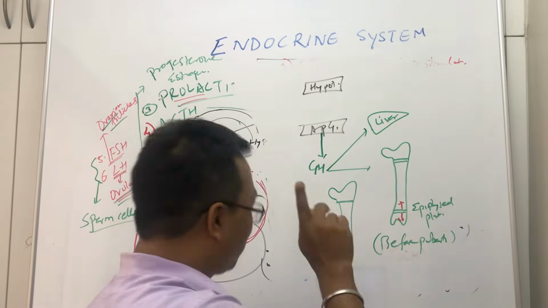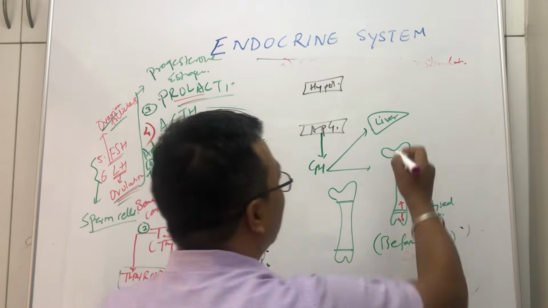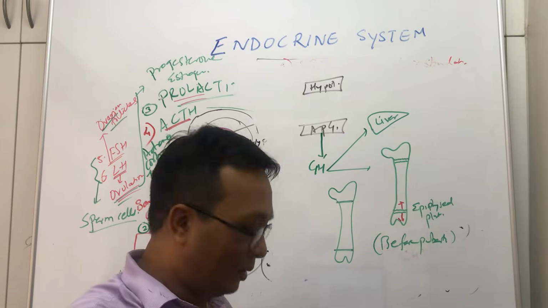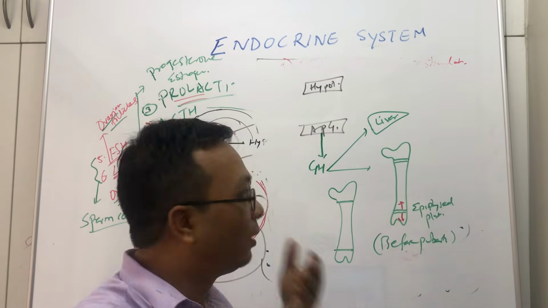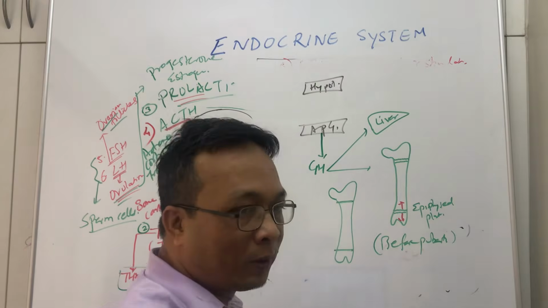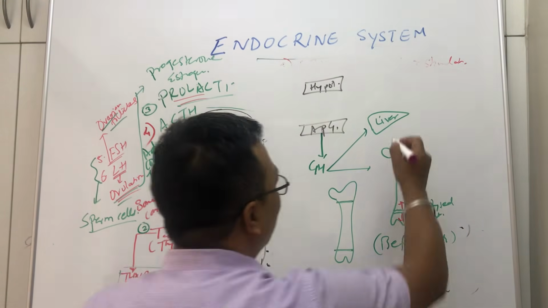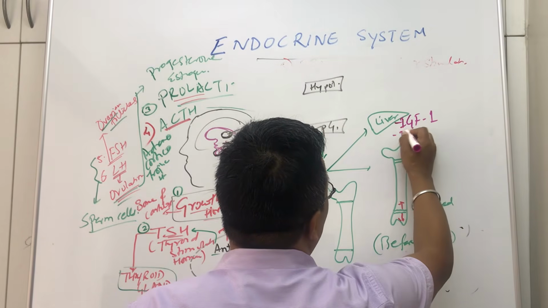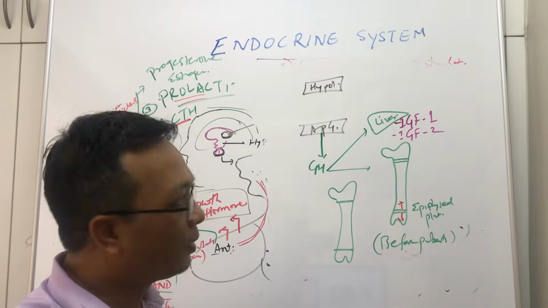So the liver secretes two important mediators, which look very similar to insulin. Now if you remember, insulin is the hormone released by the pancreas and it controls our blood sugar. The liver secretes two important chemical messengers that are structurally similar to insulin. We call them insulin-like growth factor 1 and insulin-like growth factor 2, IGF-1 and IGF-2.